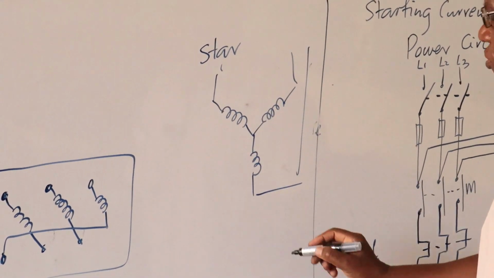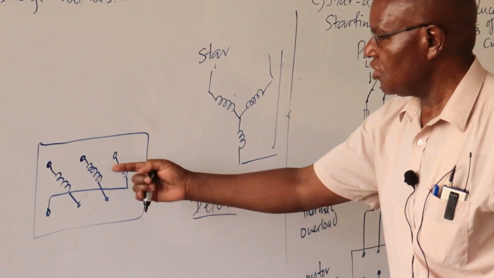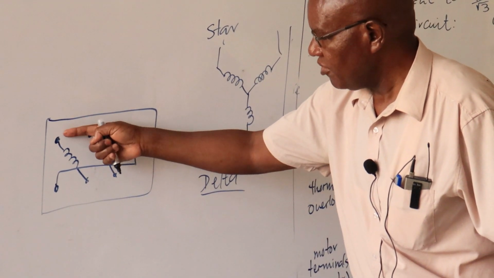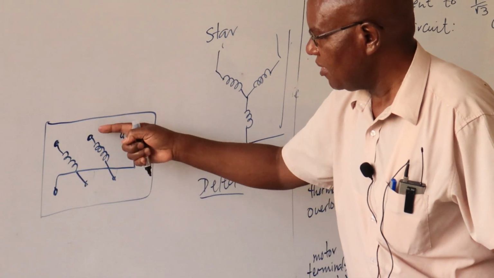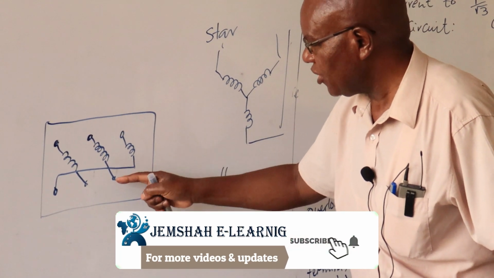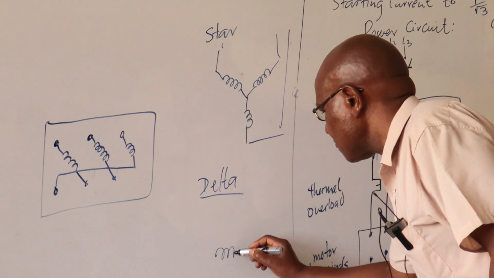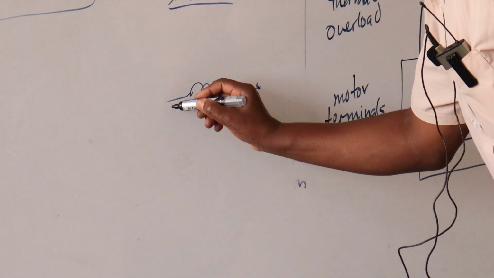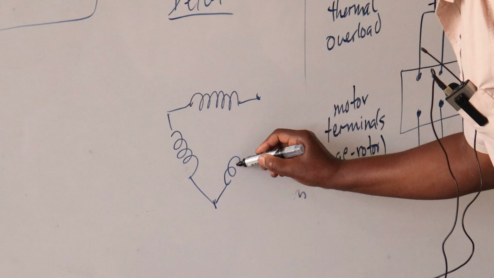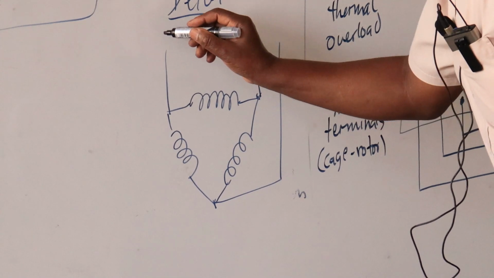And then when we want to go for the delta, if you recall last time, I said you simply make a connection between here and here, here and here, here and here. The beginning of one winding, you connect it to the end of the other winding. The beginning of one winding, you connect it to the end of the other one. And then in the delta, the connection will be something like that.